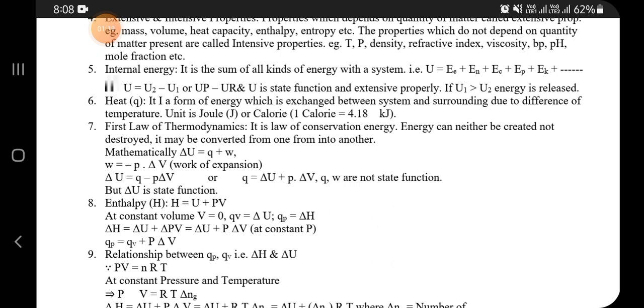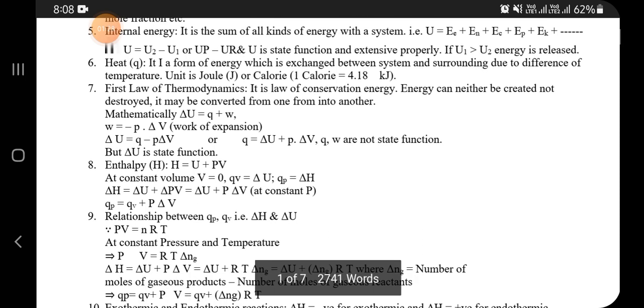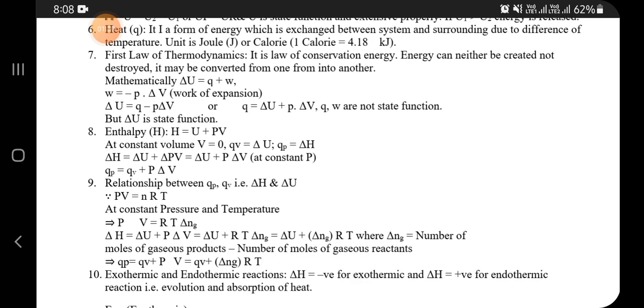Heat is a form of energy which is exchanged between system and surroundings due to difference of temperature. Unit is joule or calorie, where 1 calorie is equal to 4.18 joule. Then the first law of thermodynamics states that energy can neither be created nor be destroyed. It may be converted from one form to another.